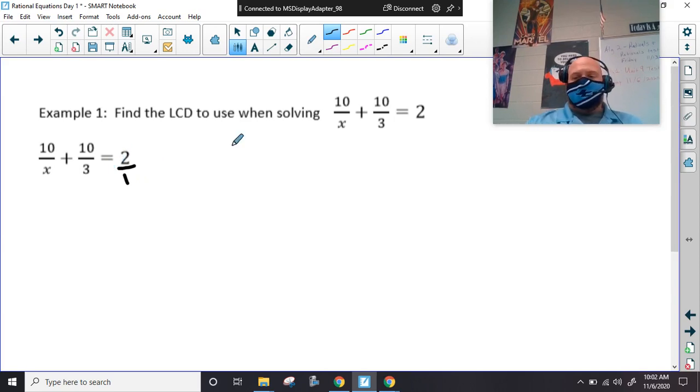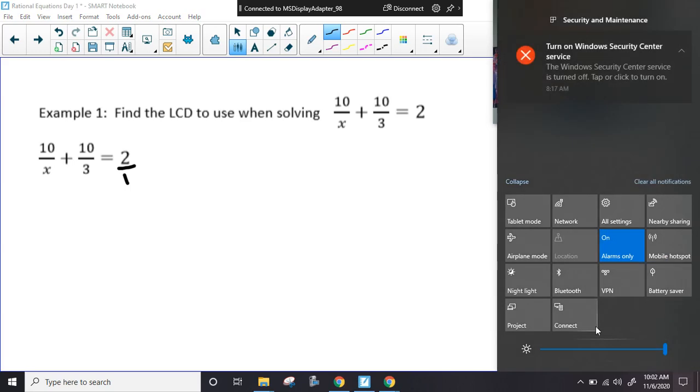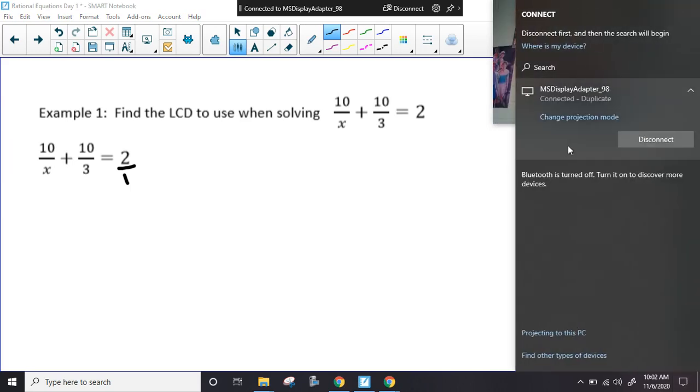Oh, I cut out. Wow, nobody told me that I cut out. Oh, it just did. Okay.